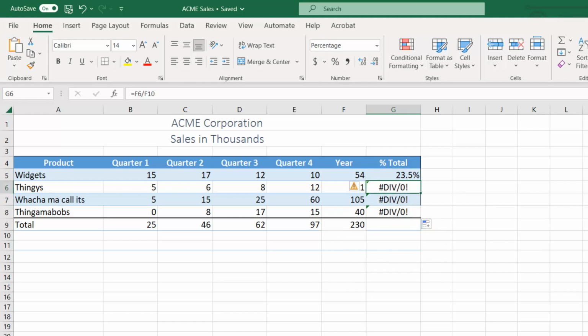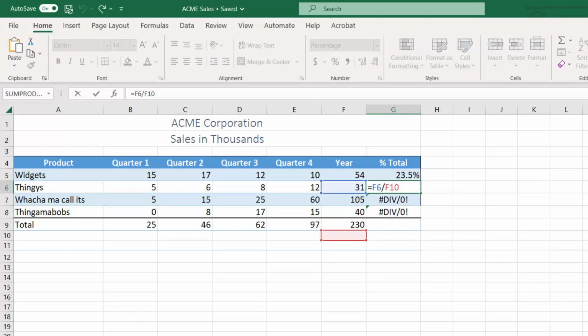But you see it says divide by 0 right here, right here, and right here. So when it copied the formula, it didn't copy it right.